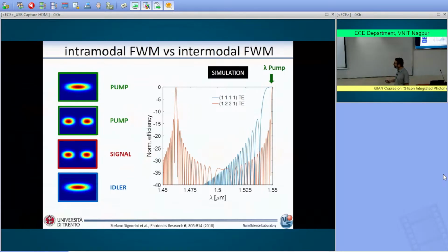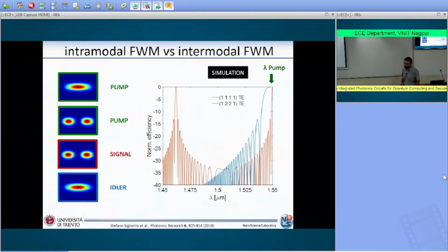This kind of process is called intermodal four-wave mixing, and it is a process in which the photons are traveling in different order modes. So one pump photon is traveling on the fundamental mode, the other is traveling on a first order mode, the signal is traveling on a first order mode, and the idler is traveling on the fundamental mode. So the process involves the first, the second, and the first mode.